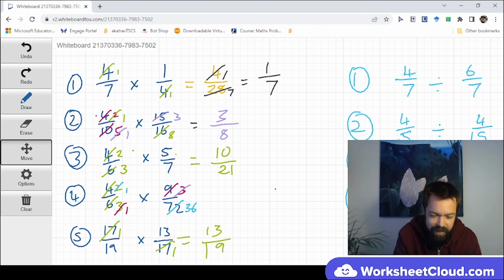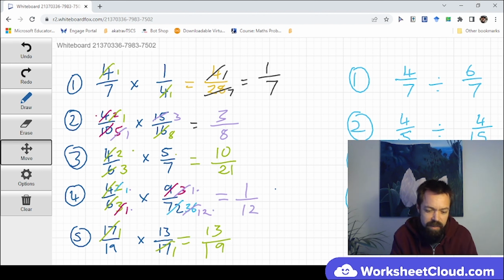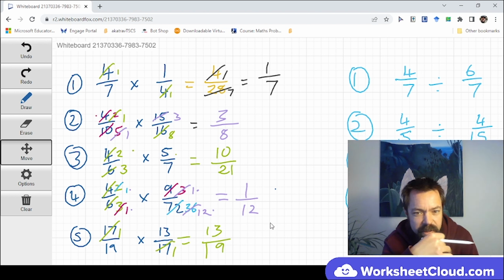So 3 can go into 3 once, and 3 can go into 36 12 times. Now I go top times top, which is 1 times 1, which is 1. 1 times 12 is 12, and there's my answer. Although that looks maybe a little messy and complicated, if I'd started off by going 4 times 9 is 36, 6 times 72, I'd get a nice big number over there where I'd have to figure out what fitted into both. That's why I don't do it. That's why I simplify first.